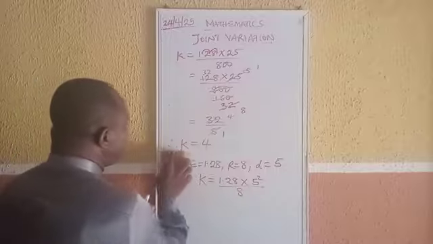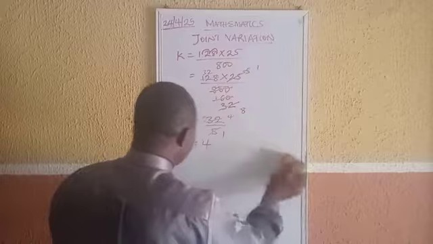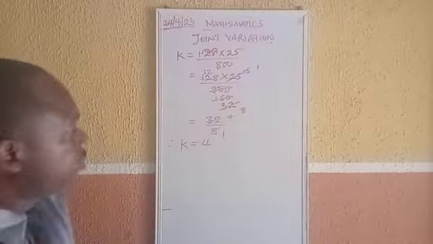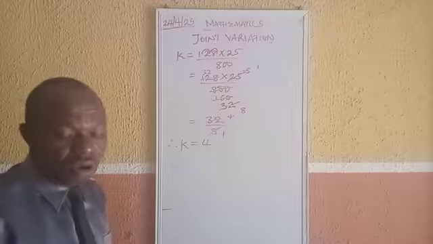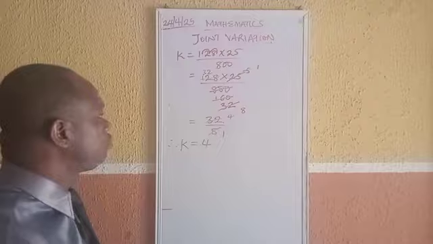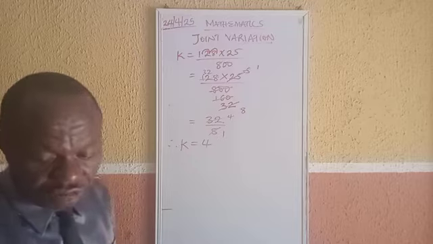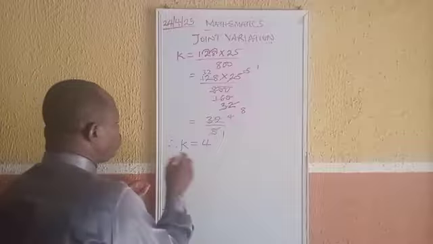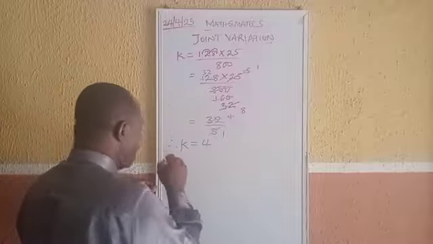Having obtained the value for K, it is now easy to write the law, or the law of the variation. We want to record the point where we introduced our K.